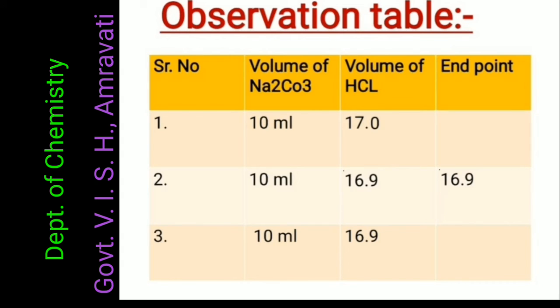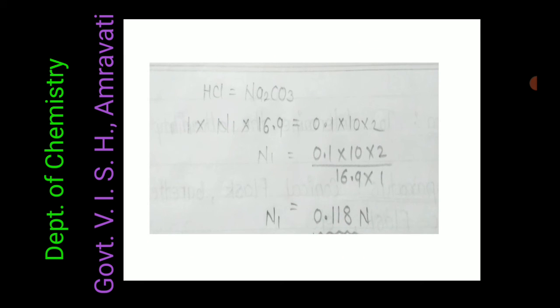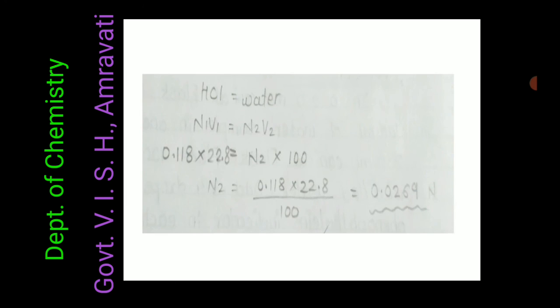When you perform the practical, you will get the endpoint of 16.9. This is the calculation which you will have to do. This is the tap water sample. In conical flask A, the calculations were given. This is the calculation of conical flask B. So you will get this endpoint 22.8. This is again the calculation related to the second one.